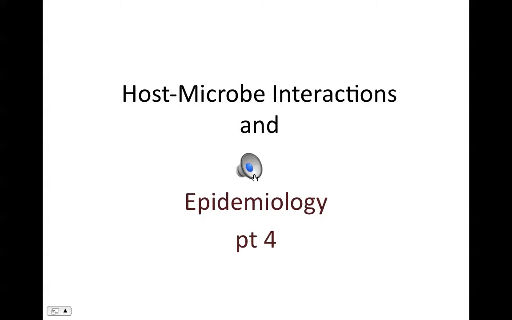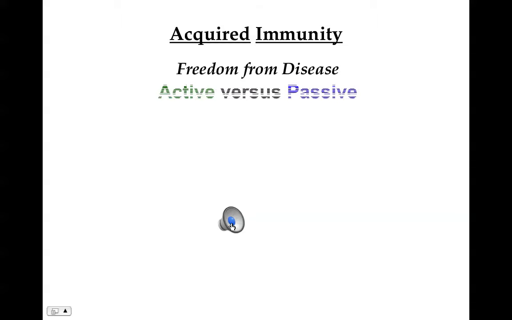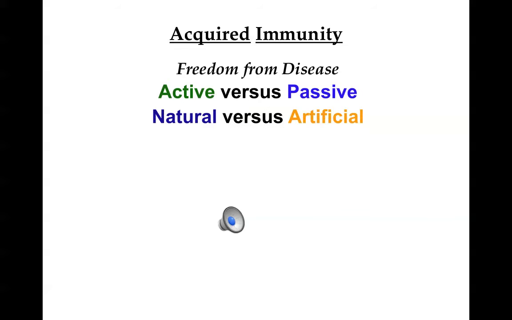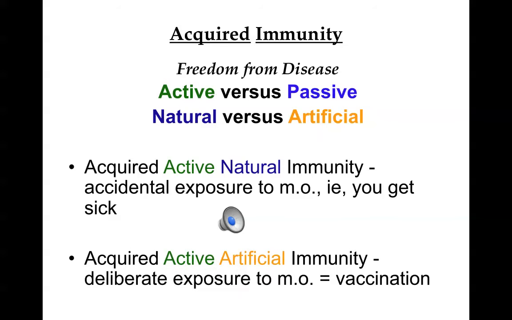Host-microbe interactions, and epidemiology. Acquired immunity, active versus passive, natural versus artificial. Keep in mind who and where the immune factor is made. That will help you to distinguish active, passive, natural versus artificial immunity.